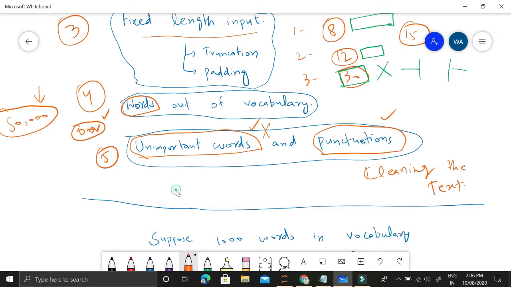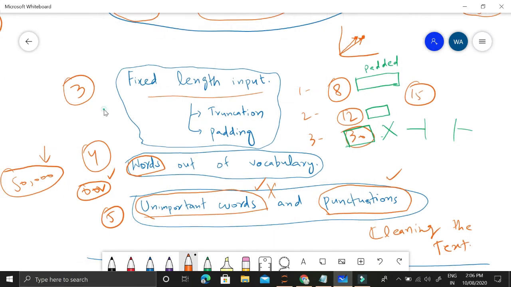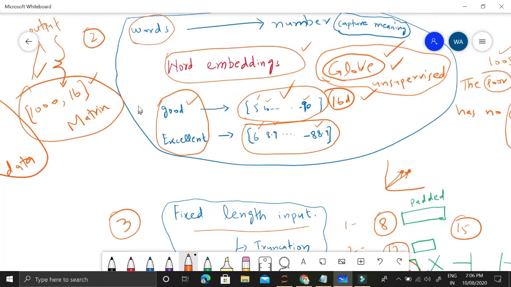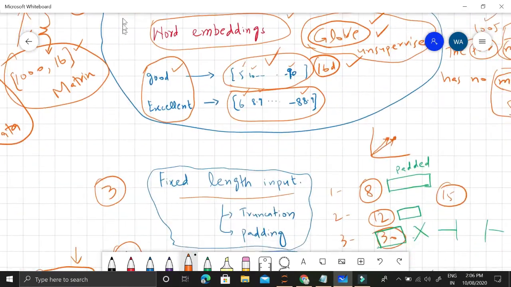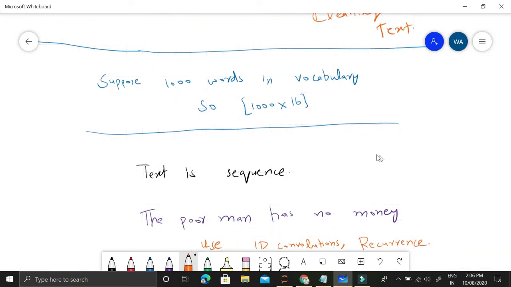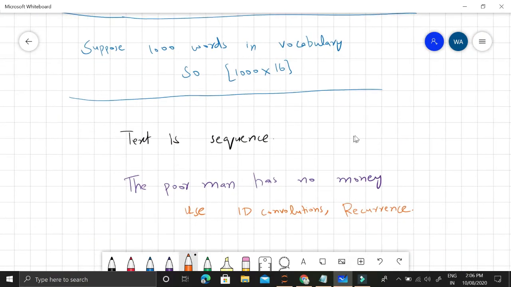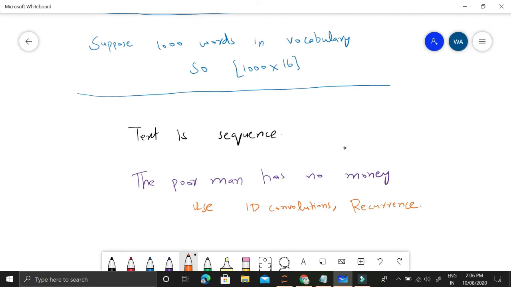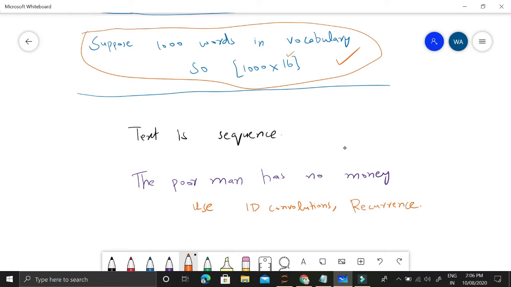So these are 4 to 5 steps that we should be aware of when dealing with text. Now we will be working with all of these 5 steps in the notebook, but before that, let me tell you one more detail about text. This is what I have already explained, this vocabulary thing. Consider we have 1000 words in the vocabulary and 16 dimensions for each of the words. So the word embedding will have a matrix of shape 1000 comma 16.